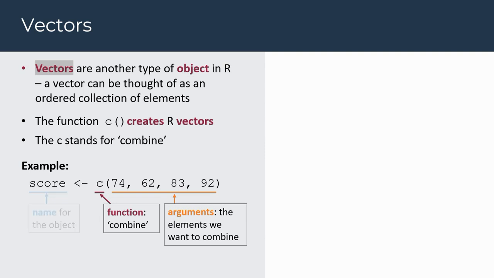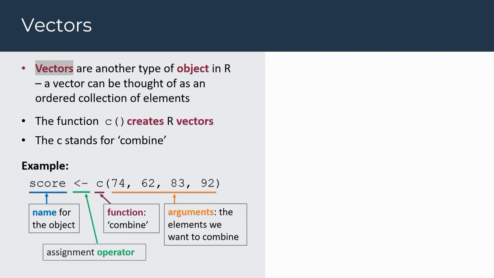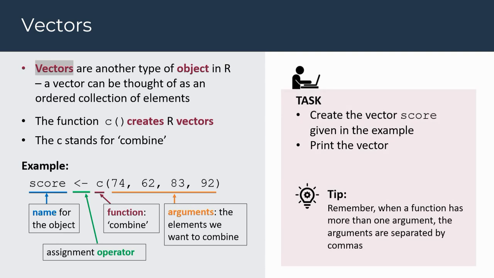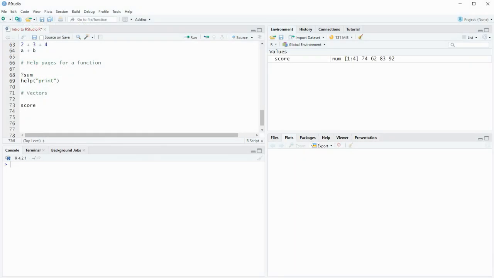We give our vector the name score using the assignment operator. Pause the video now and have a go at typing the code into your R script to create your own score vector. Then print the vector using the print function we met in the functions video. So here's our code for creating our vector of scores. And we can print it using the print function.